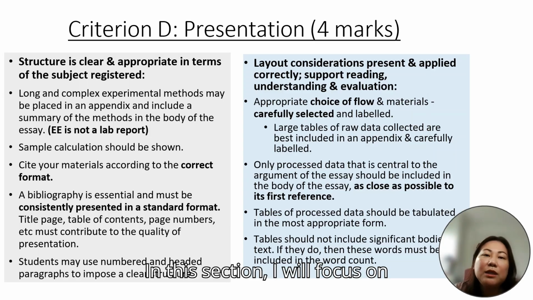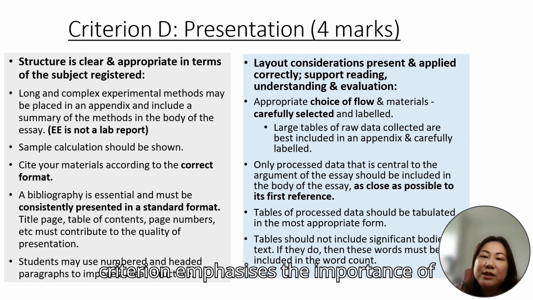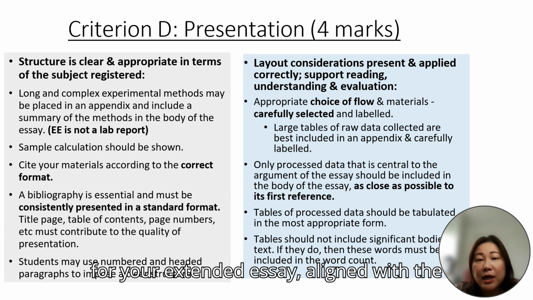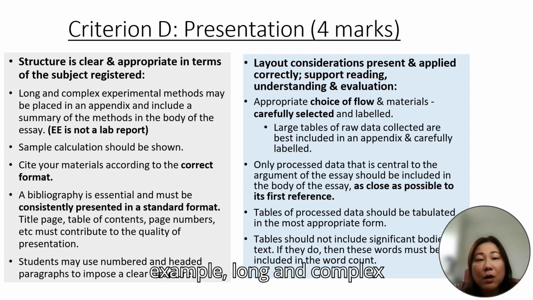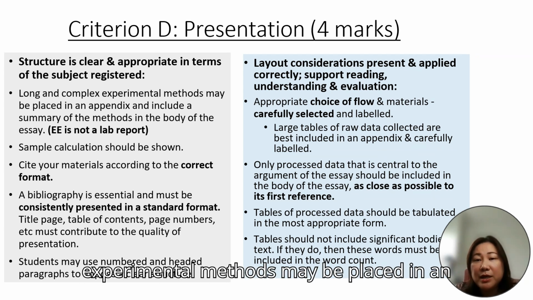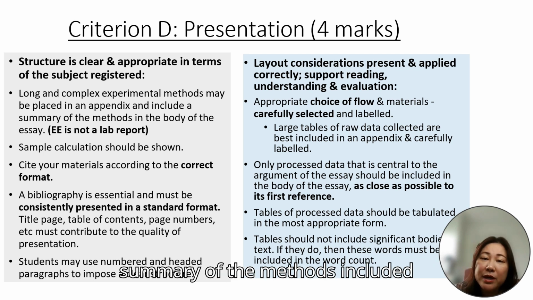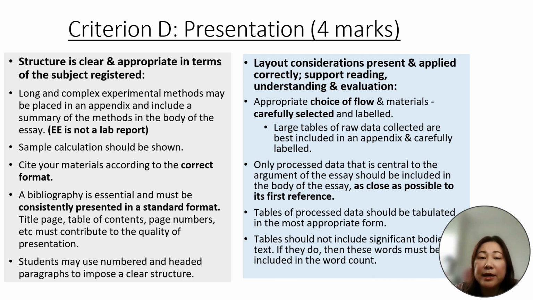In this section, I will focus on criterion D presentation, which is worth 4 marks. This criterion emphasizes the importance of having a clear and appropriate structure for your extended essay, in line with the chemistry subject that you have registered. For example, long and complex experimental methods may be placed in an appendix with a summary of the methods included in the main body of the extended essay.